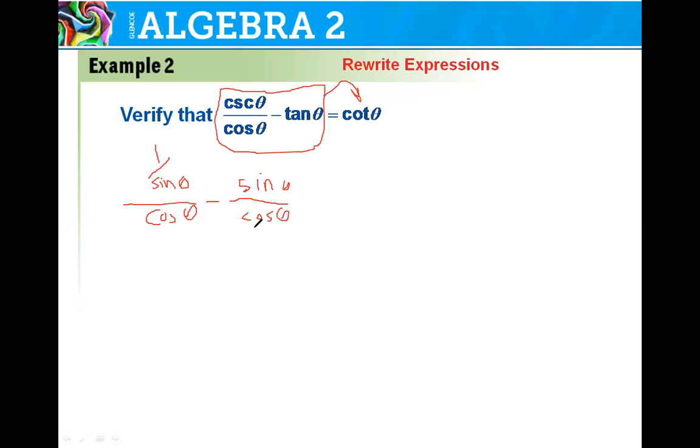We have 1 over sine minus sine over cosine. So you have a common denominator, so you need to complete by the common denominator, which is cosine theta, and here 1 over sine theta minus sine theta. Okay, till now I'll complete.